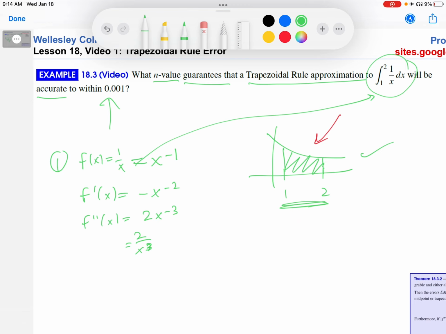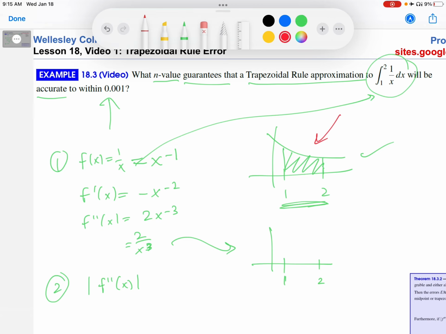Great. So now the second thing we want to do, now that we verified all that, is to find the maximum of this second derivative. There are two ways to do this. You can do this graphically. If you were to graph the function 2 over x cubed, we're only interested in this interval. You can plot a few points, right?